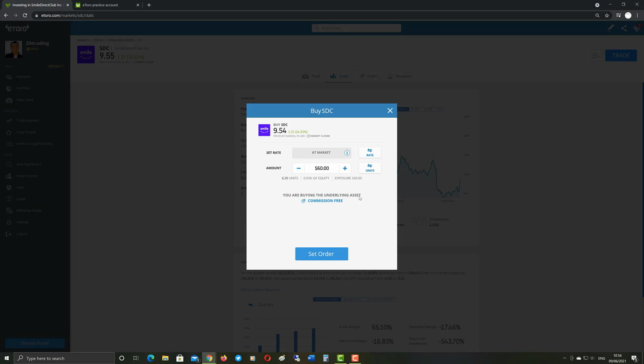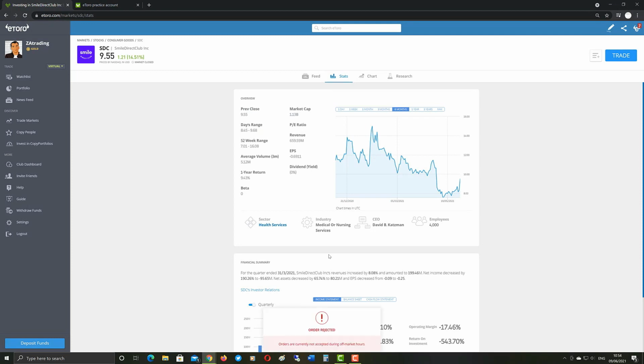So let's set the order, and order rejected. Orders are currently not accepted. Ooh, that's interesting. Orders aren't currently taken on this stock, which is quite interesting, really. So something is not happening. Market closed. Why didn't I pick up on that one before? I should have looked at it. The market is closed. That's why there are no orders being accepted.